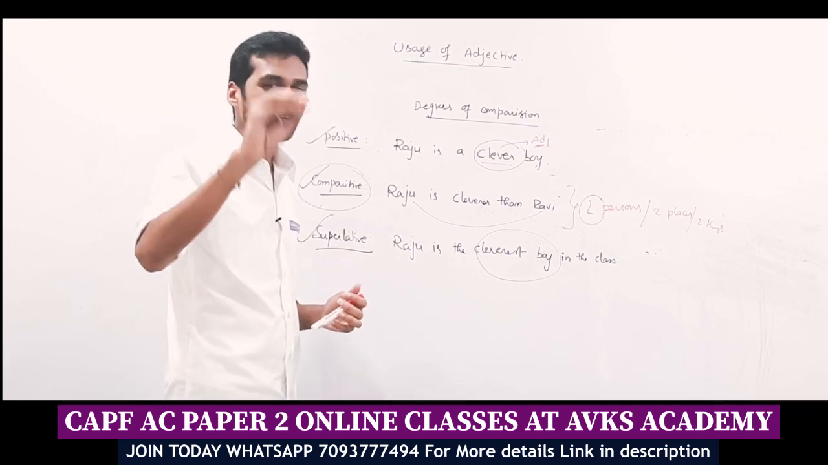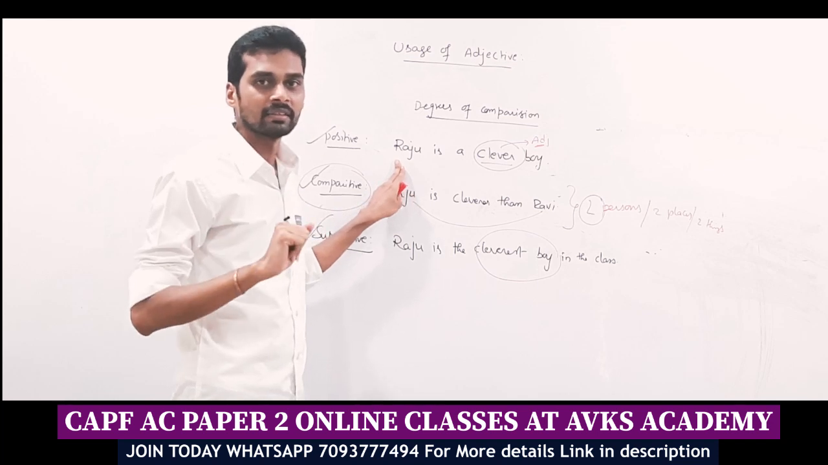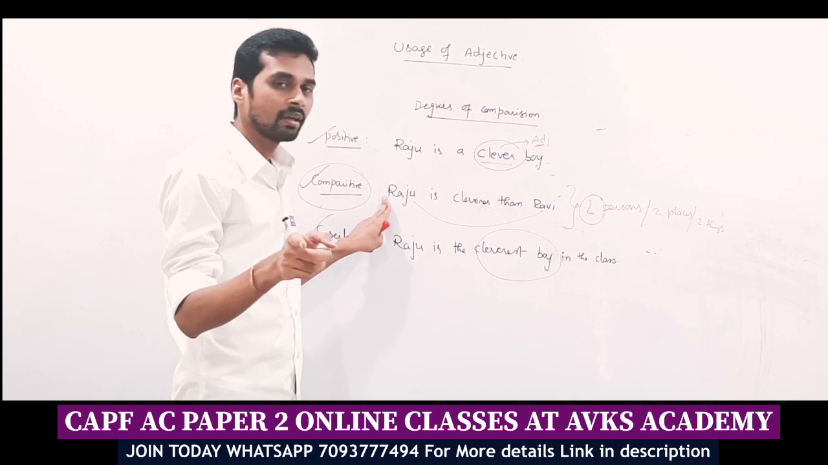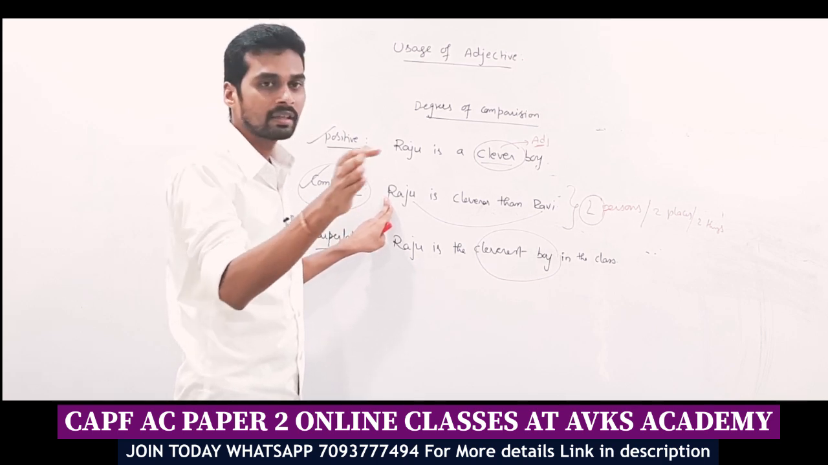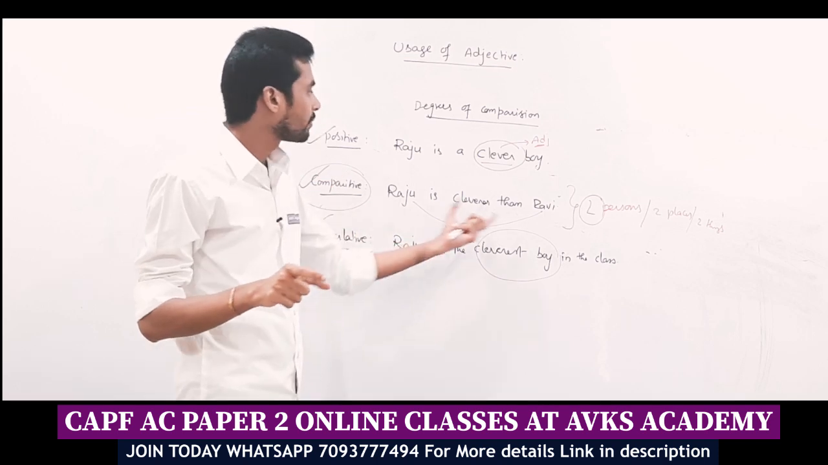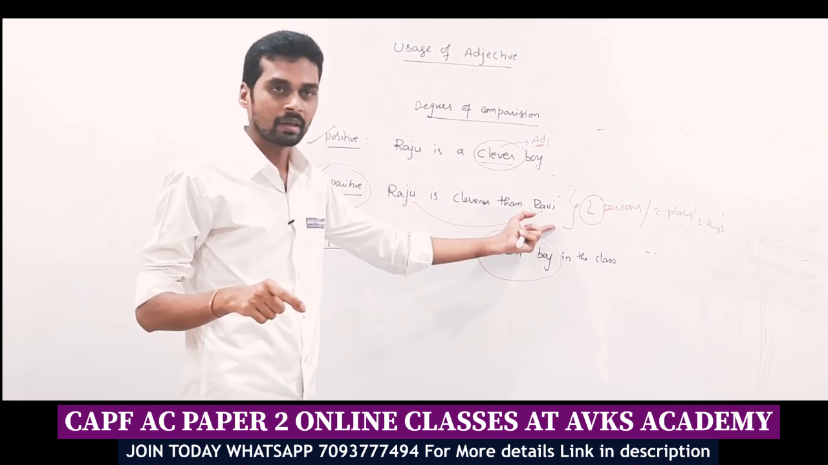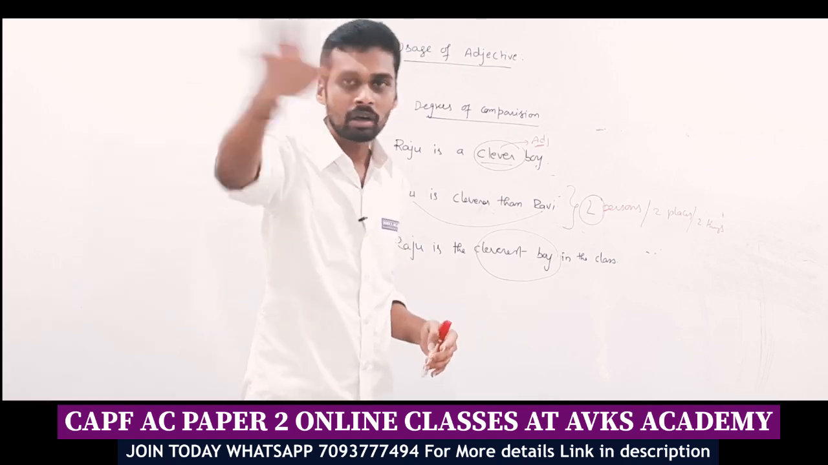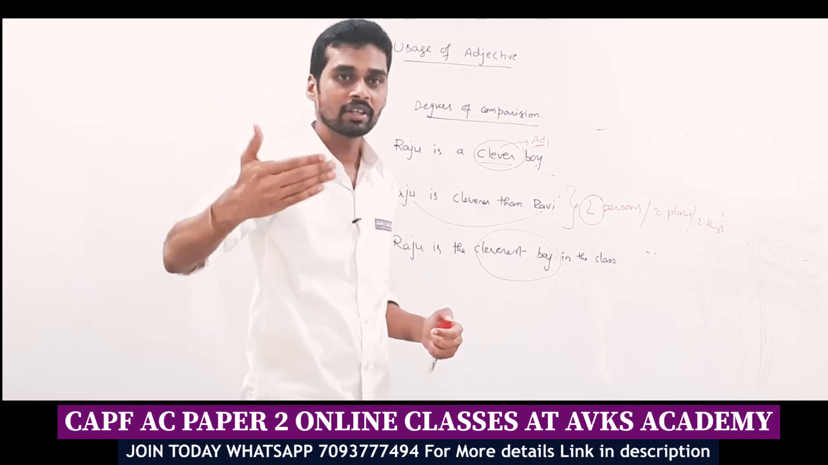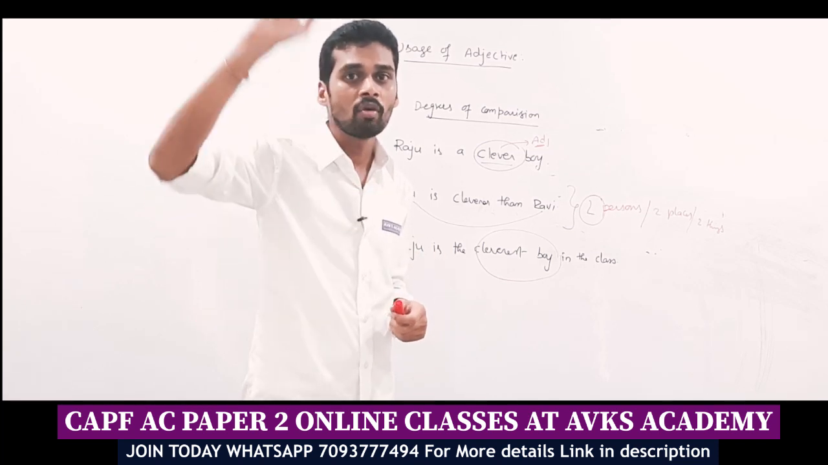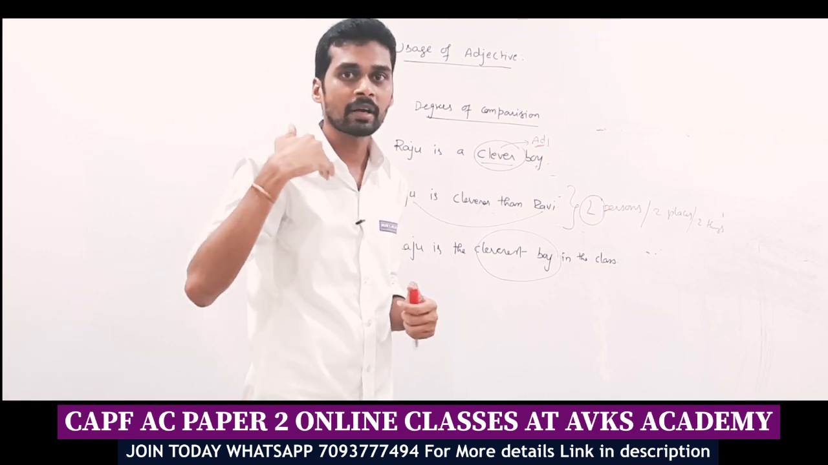Raju is a clever boy is a simple sentence. This Raju is being compared with the other guy Ravi. When I compare Raju with Ravi, his cleverness, then I need to use it in the comparative form. That is, Raju is cleverer than Ravi. But suppose I want to say that in the whole class Raju is the cleverest, which means nobody is cleverer than him. He is the only ultimate. That's what I am trying to say.